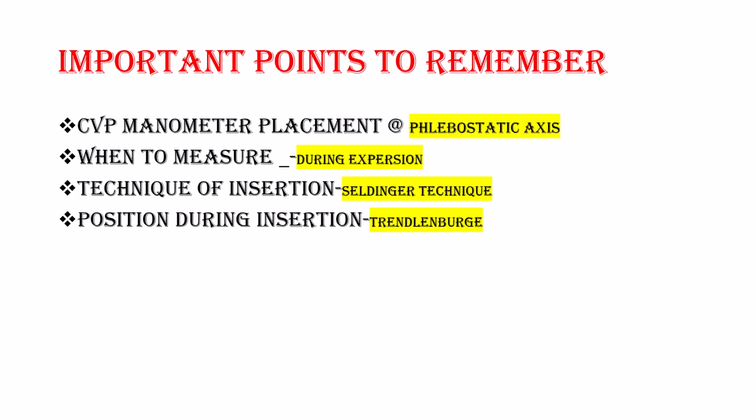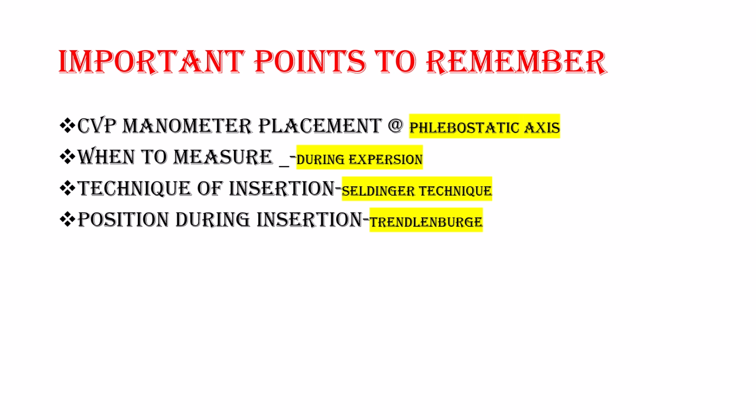The important points to remember when inserting a central line: first is the position during insertion. We have to give a Trendelenburg position, that is 10 to 15 degrees head low. That is the best position for central line insertion, and the technique of insertion is the Seldinger technique. What does Seldinger technique mean? It is using a guide wire for insertion, which decreases the chance of trauma. Then when to measure CVP? Central lines are used for measuring CVP, and we have to measure CVP during expiration.